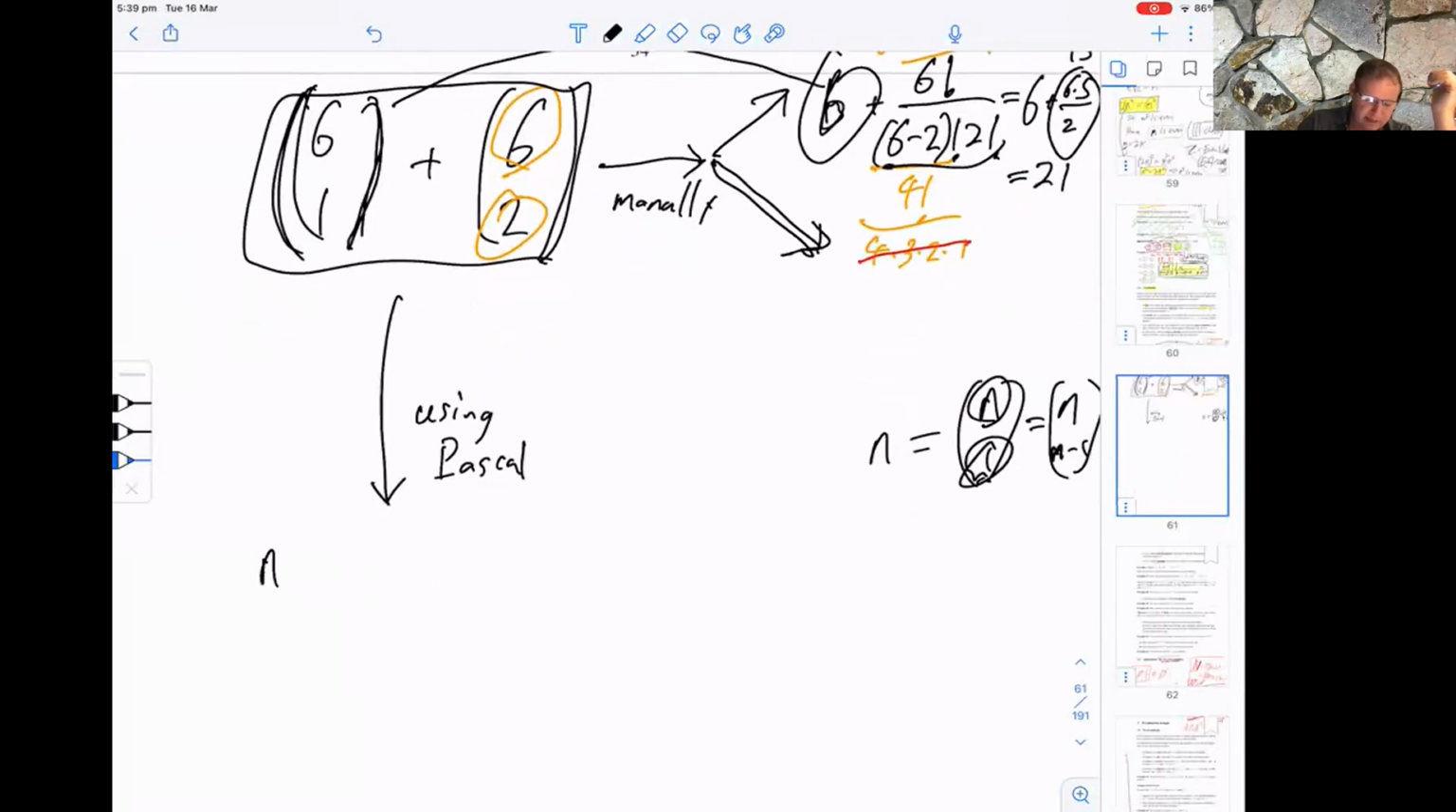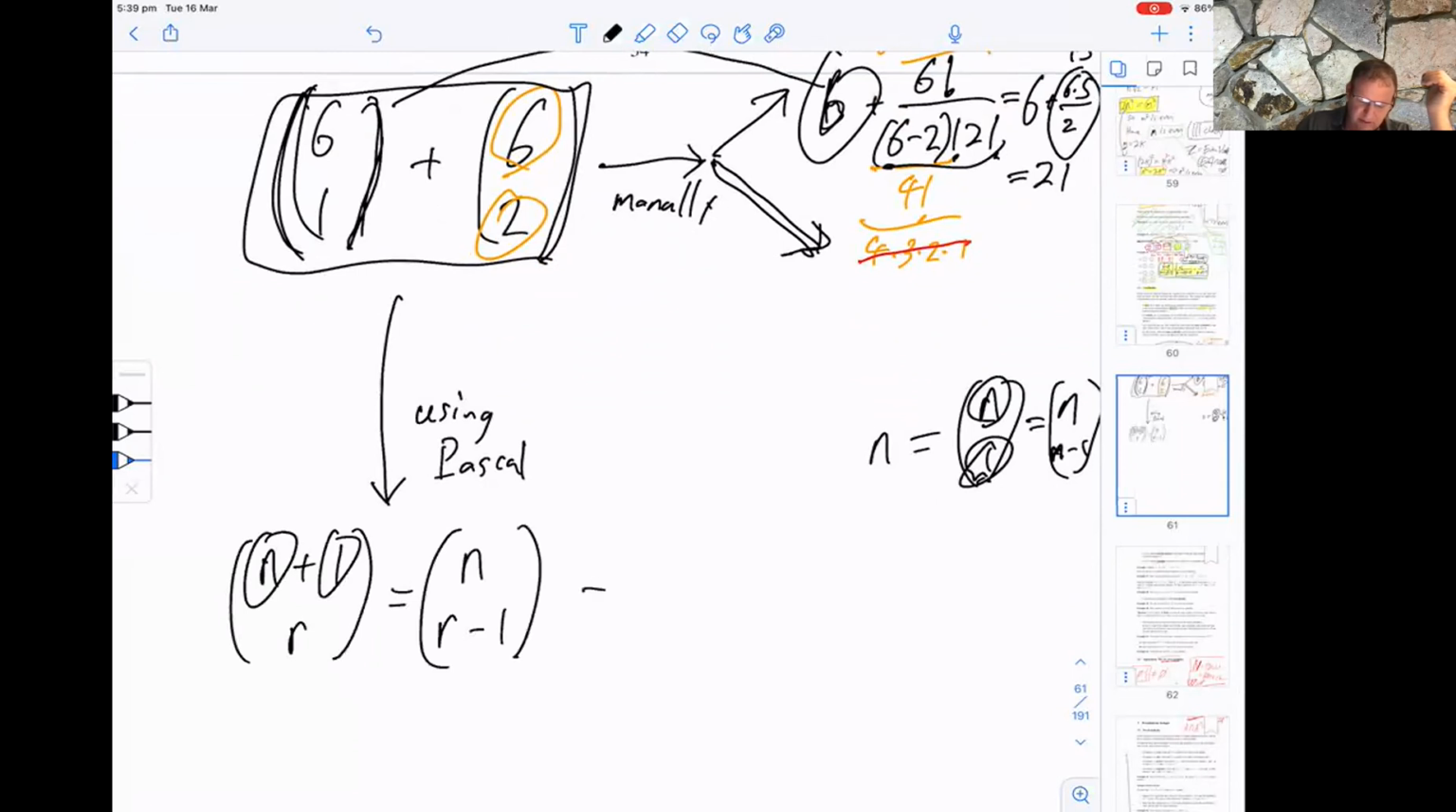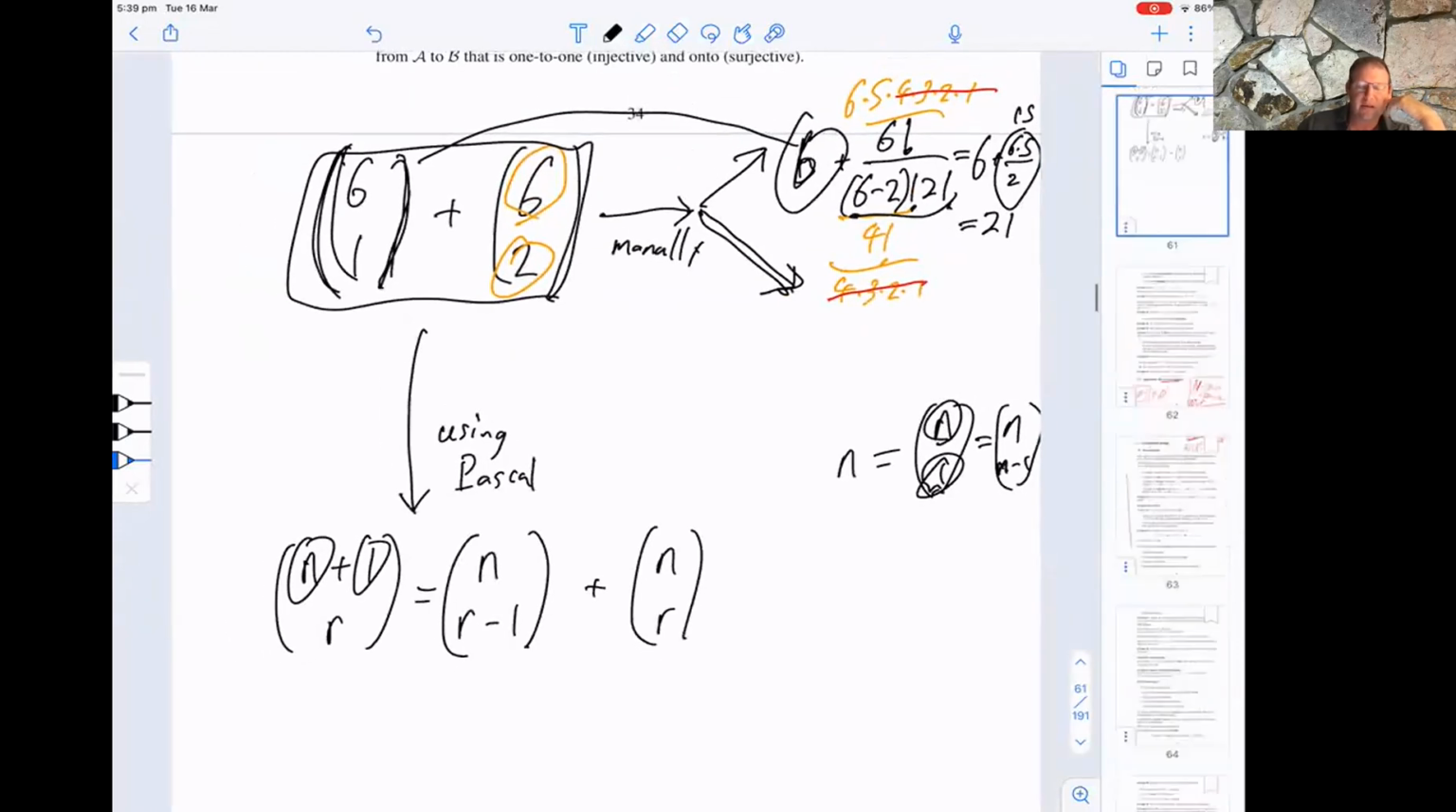So to remind you, Pascal was n plus 1 over r. The team and the goalie was the team without the goalie, and the team with the goalie and without the goalie, right? That was Pascal. So what numbers are you going to choose for n and r to obtain this? So n should be, I think, what?